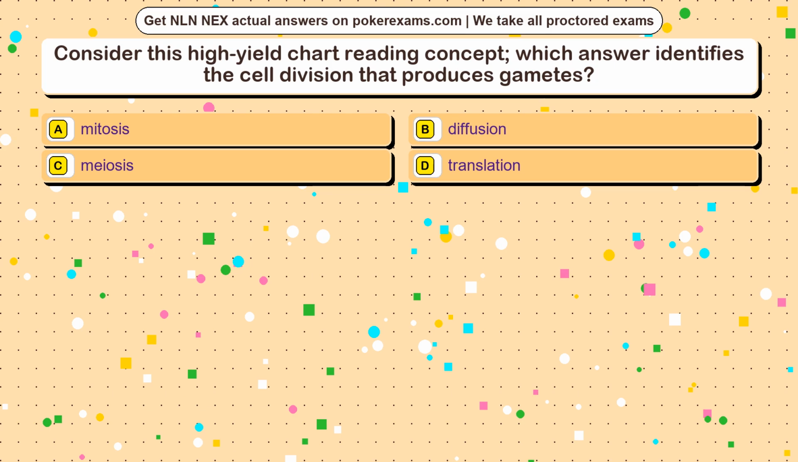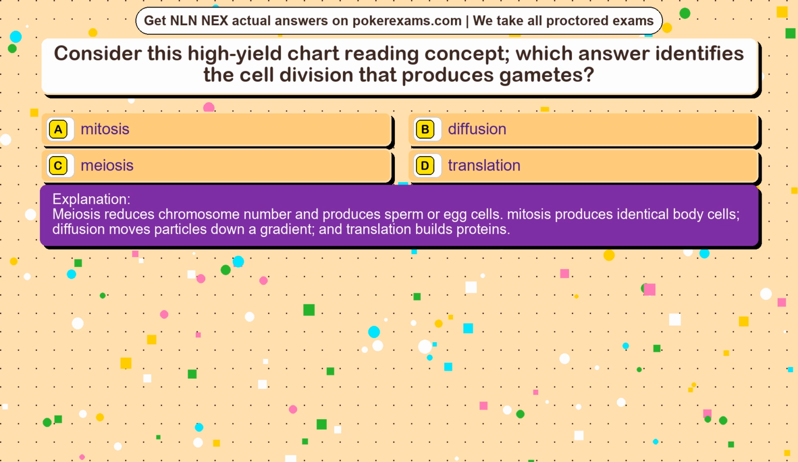The correct answer is option. Meiosis reduces chromosome number and produces sperm or egg cells. Mitosis produces identical body cells, diffusion moves particles down a gradient, and translation builds proteins.